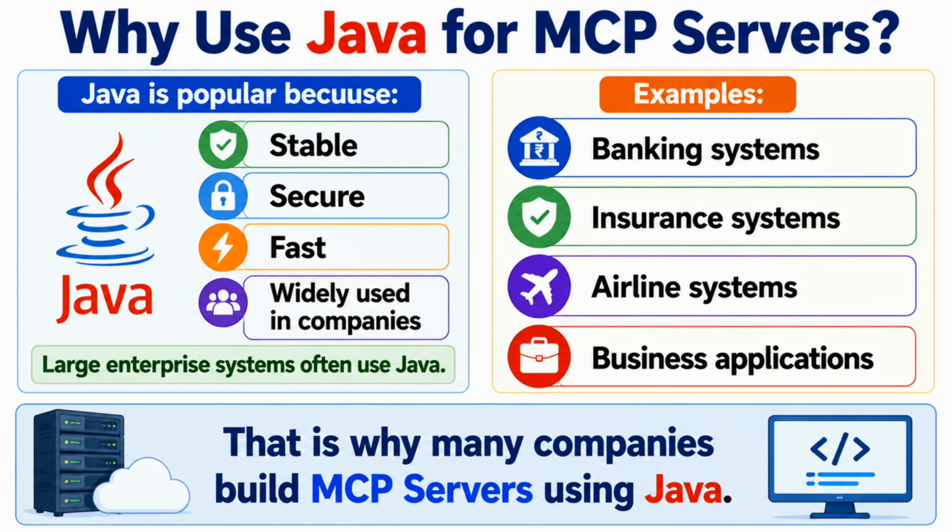Why should we use Java for MCP servers? Java is popular because it is stable, secure, fast, and widely used in companies. Large enterprise systems often use Java. For example, banking systems, insurance systems, airline systems, and business applications. That is why many companies build MCP servers using Java.